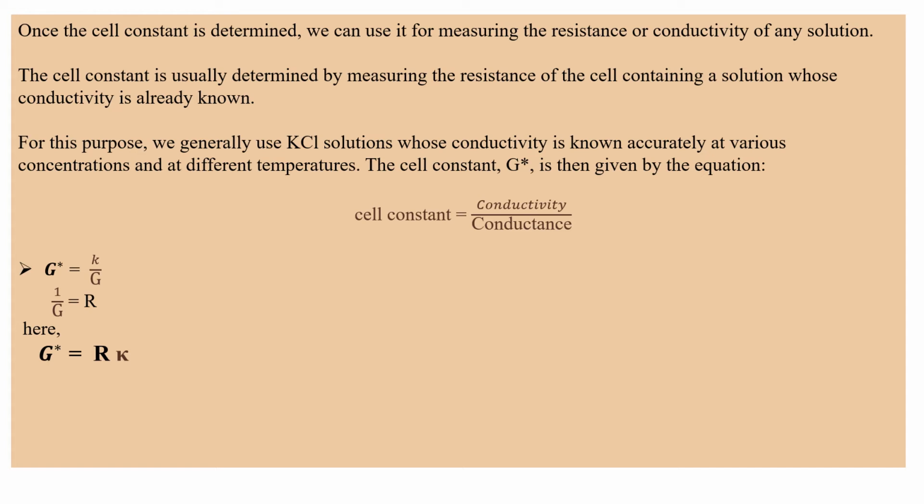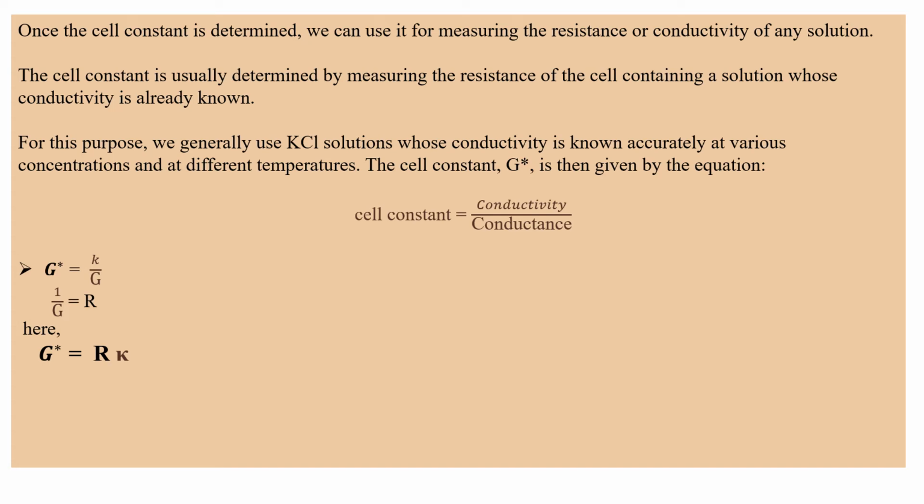The cell constant is usually determined by measuring the resistance of a cell containing a solution whose conductivity is already known. For this purpose, we generally use KCl solutions whose conductivity is known accurately at various concentrations and at different temperatures as well.